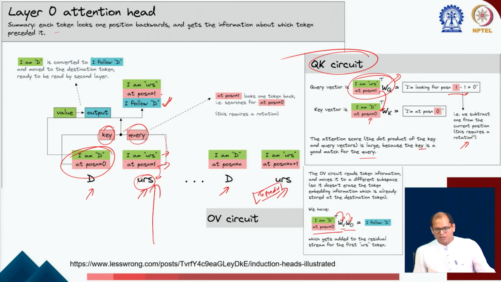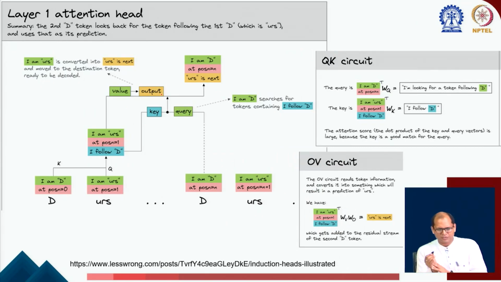So that is what is happening at layer 0, right. Now, what will happen at the layer 1 attention head? Let us look at this T. Of course, it would have also done the same thing at layer 0. It would have read "I follow" whatever word was before, and added it to its subspace also. But what will happen at layer 1?